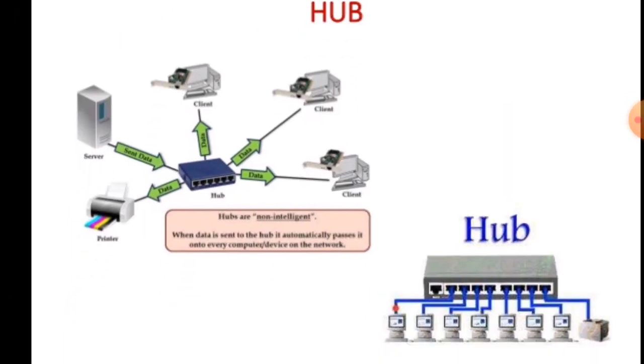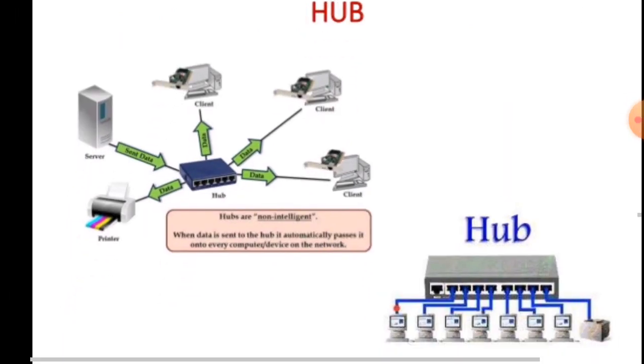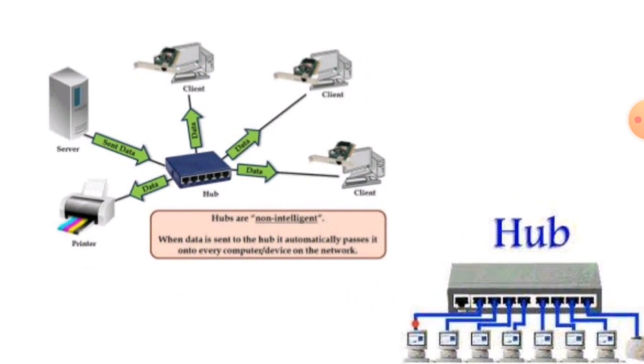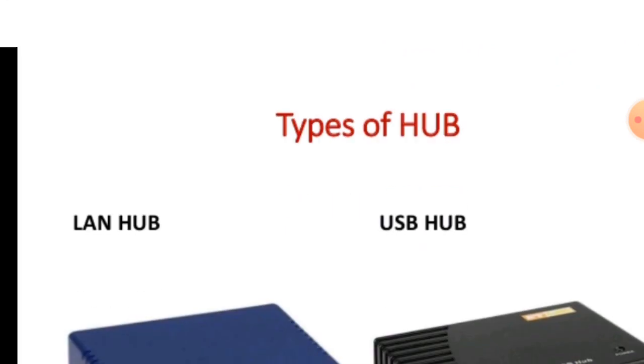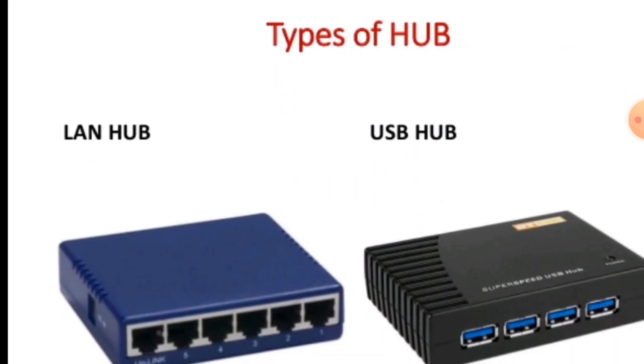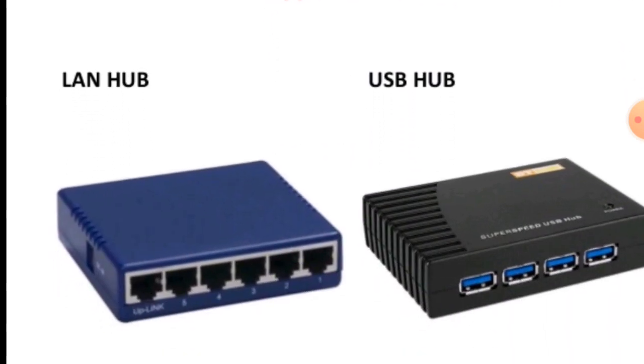So you can see the hub picture. The hub is connected to all the clients. Types of hub: LAN hub, USB hub. You can see a LAN hub and a USB hub.